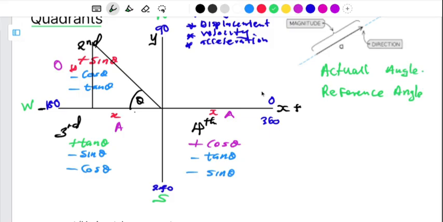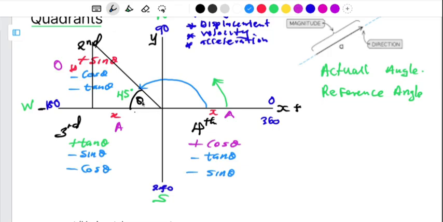For the actual angle, it always starts from the positive x-axis and goes anti-clockwise. For the reference angle, let me give you an example like this one here. It is not starting from the positive x-axis. It can start from anywhere, but not from the positive x-axis. That one is the reference angle. For example, if this is 45 degrees, 45 degrees is the reference angle, but the actual angle has to start from the positive x-axis up to where the triangle is being formed.